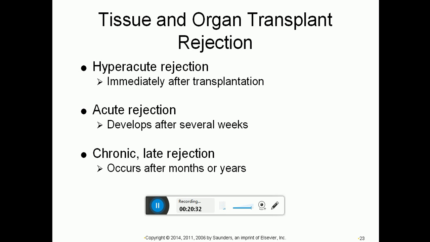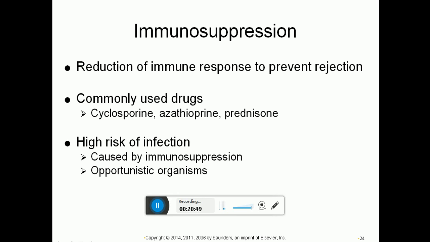If it occurs within minutes or hours or even during surgery, that is called a hyperacute rejection. If it occurs over weeks, that's called acute rejection, while if it occurs months or years after surgery, that's called a chronic or late kind of rejection.